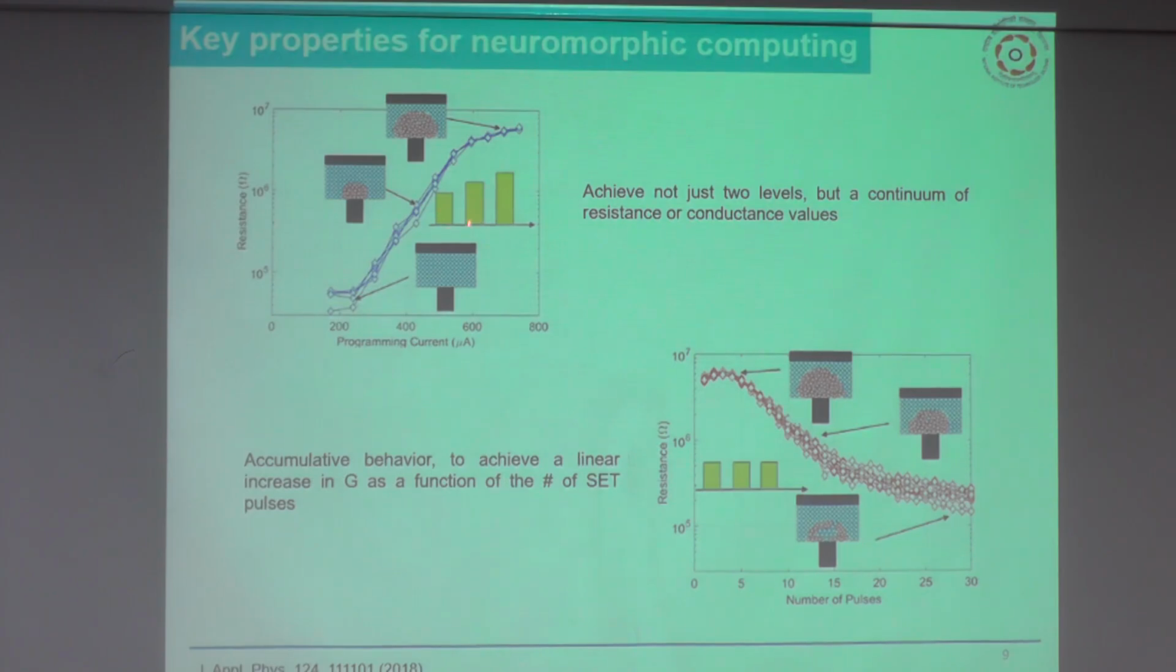By increasing the amplitude, we can go further and tune to a particular level to identify a multi-resistance state. Similarly, if you come back in this direction, again you need a proper understanding of the programming scheme to know this neuromorphic computing property. In this case, accumulative behavior achieves a linear increase in conductance as a function of set pulse. A linear increase in conductance means a decrease in resistance, so there is a relation between conductance and resistance.